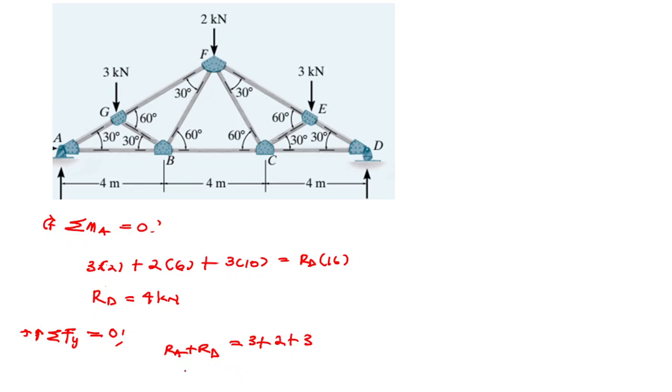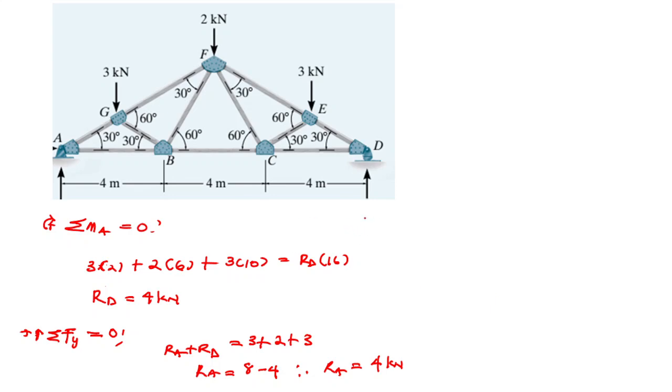That is 3 plus 2 plus 3, so RA equals 8 minus 4. Therefore, your RA equals 4 kilonewton. But if you want to avoid doing all this, just look at the structure: it is symmetrical. It means the other part is the same.